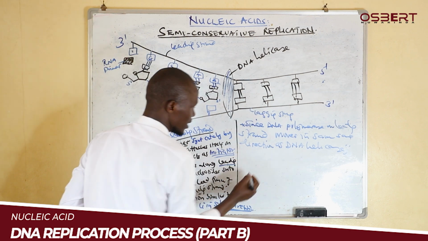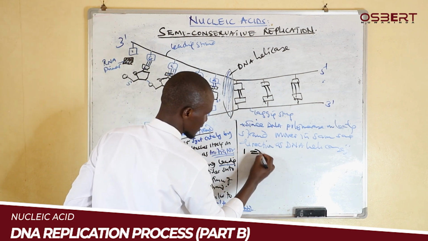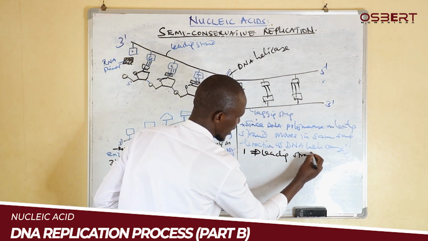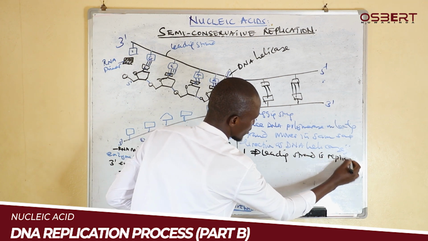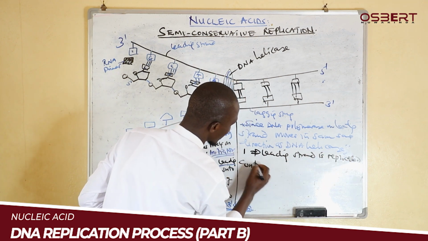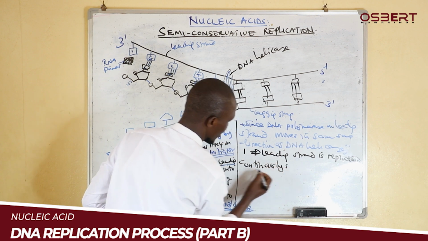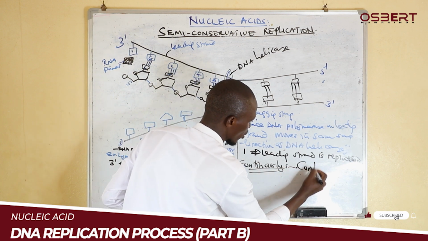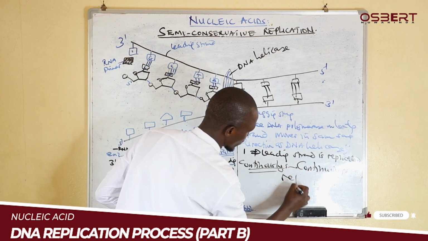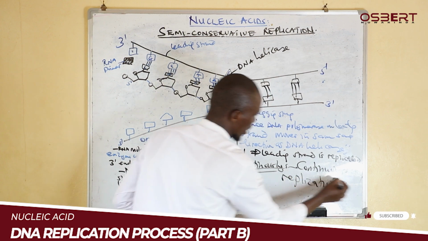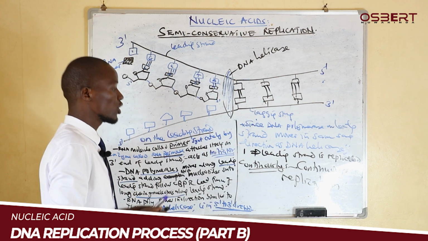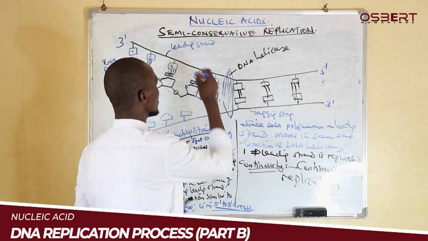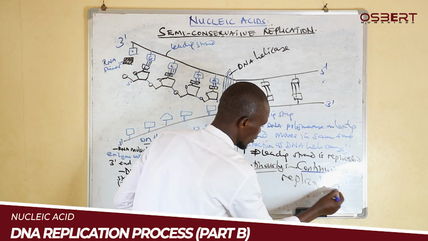It means this implies that the leading strand is replicated continuously. That's what we also call continuous replication. Under semi-conservative replication, we have two types: continuous and non-continuous or discontinuous. So the leading strand undergoes continuous replication.